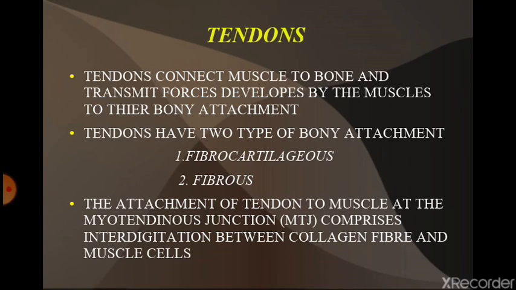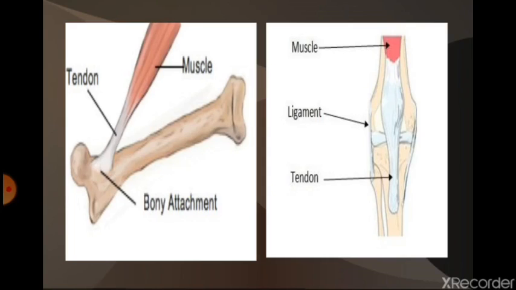Tendons. Tendons connect muscle to bone and transmit forces developed by the muscle to their bony attachment. Tendons have two types of bony attachment, fibrocartilaginous and fibrous. The attachment of tendon to muscle at the myotendinous junction comprises integration between collagen fibers and muscle cells. These are examples of tendons.